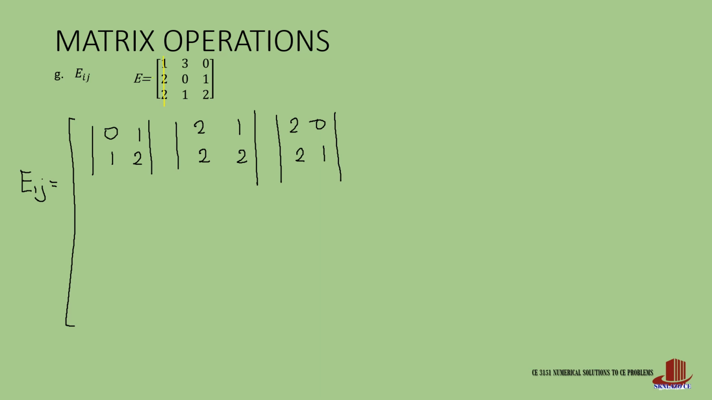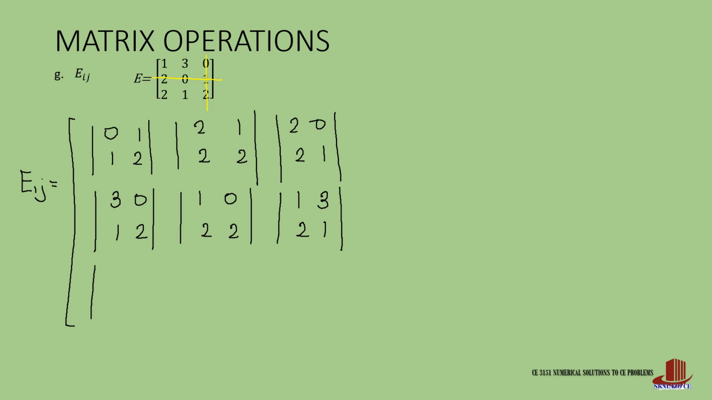Moving on to our second row, taking the first column. Our minors are taking us 3, 0, 1, 2. For the second column, we would have 1, 0, 2, 2. And lastly, for the third column, our values are taken as 1, 3, 2, 1.